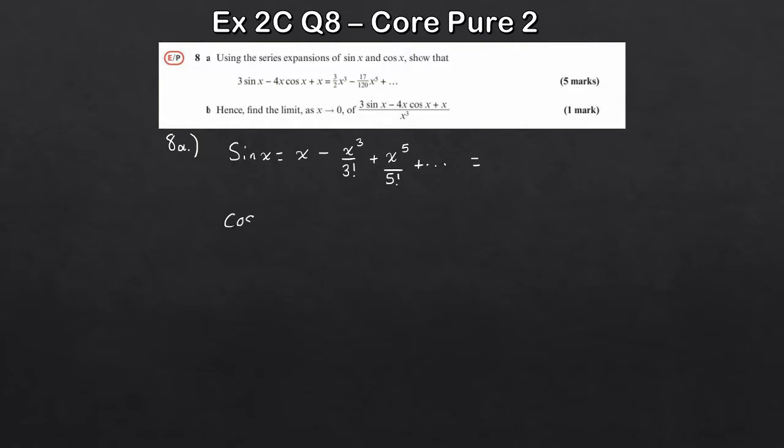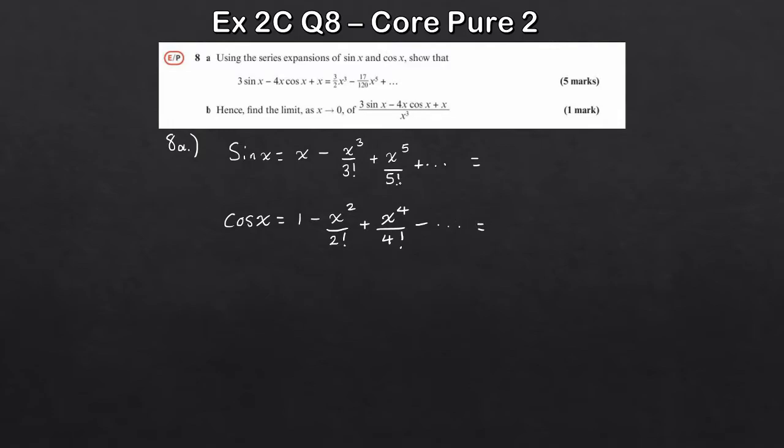We'll simplify it in a minute. Cos x, that will be 1 minus x squared over 2 factorial plus x to the 4 over 4 factorial. And again, I can stop here because I'd have x to the 6, and that's too far. We're stopping at x to the 5 anyway, so we don't need to worry about that now.